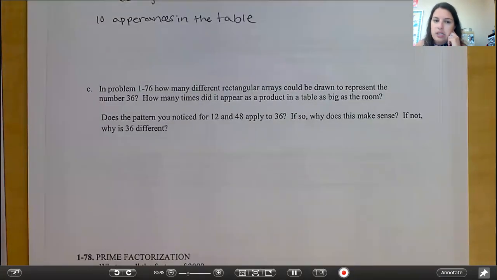C, in problem 176, how many different rectangular arrays should be drawn to represent the number 36? How many times did it appear as a product in a table as big as the room? Does the pattern you noticed for 12 and 48 also apply to 36? If so, why does this make sense? If not, why is 36 different? Okay. So think about that.